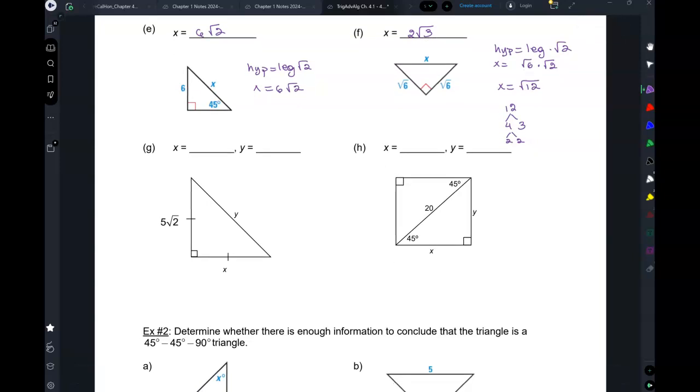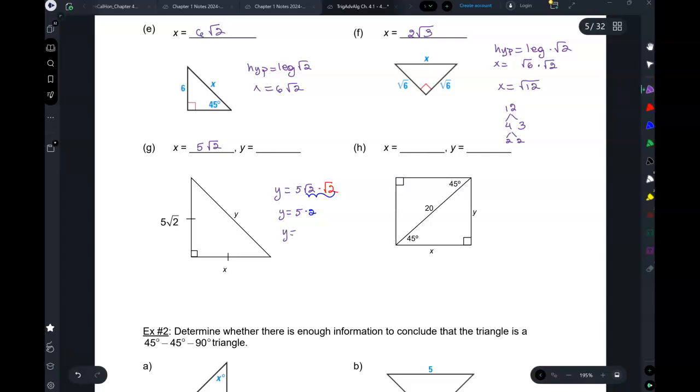Here we go. How much is x? 5 root 2 because they are equal, right? Now, the hypotenuse is the leg times root 2. Okay, don't get confused between the root 2's. I purposely made it a root 2 over here. So y is 5 times, right, root 2 times root 2 is just 2. It's root 4, which will be a 2. Okay, so this is 10.